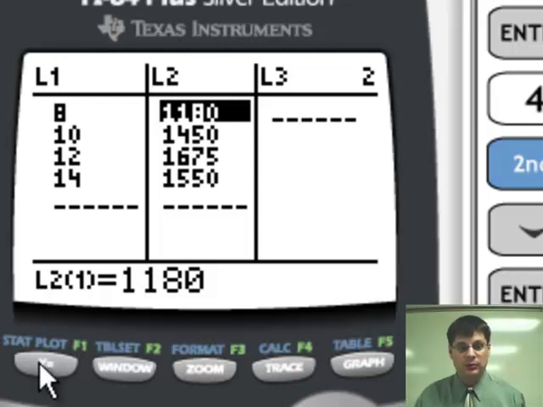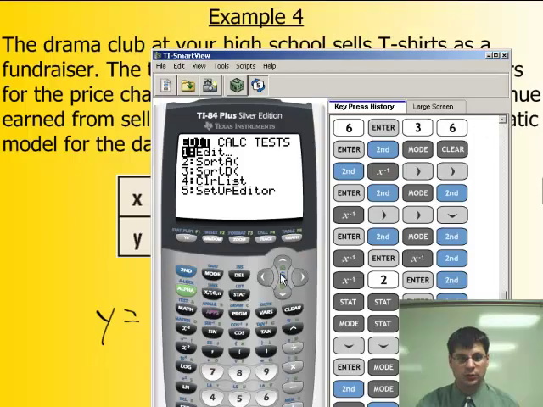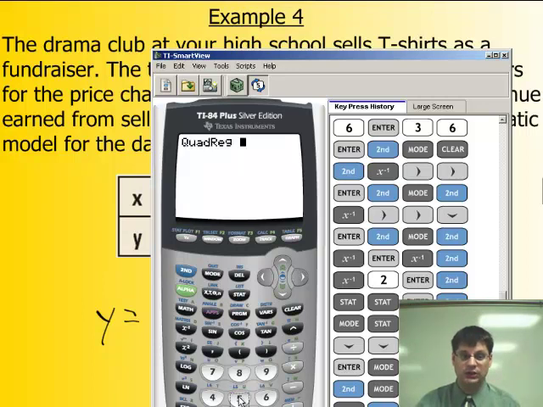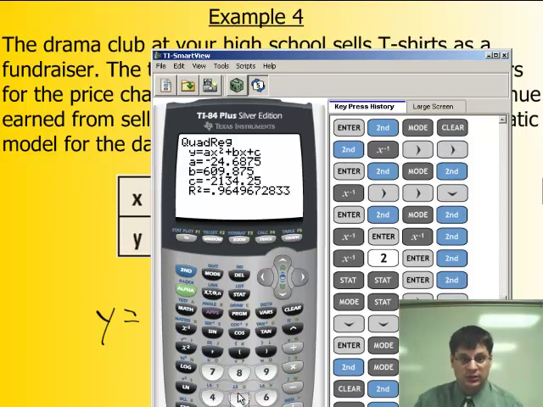Once I have that, I'm going to quit out of that, and then we would go under Stat, Calc, and we have one variable stats, two variable stats, median, linear regression, which is ax plus b, and below that we have quadratic regression, which is the one that we want. So I'll select option 5. I press enter, and it gives us y equals ax squared plus bx plus c, the standard form, where a is negative 24.7, b is 609.9, and c is negative 2134. Our r squared is 0.96, that's our correlation coefficient squared, and an r squared of 0.96 is pretty strong. It's a pretty good correlation for a quadratic model.